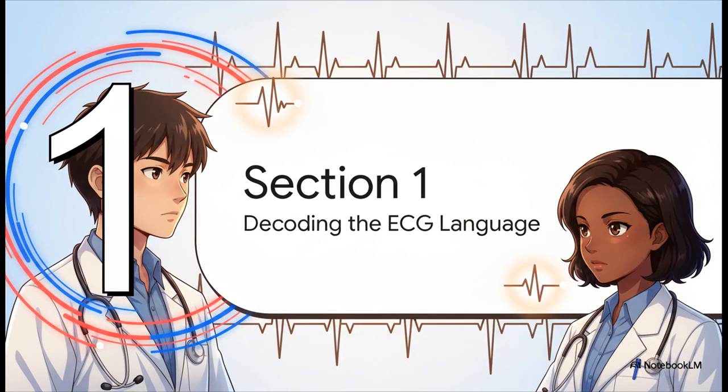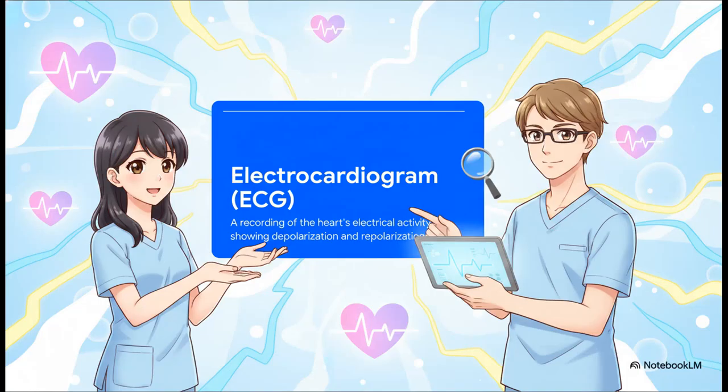All right, let's kick things off with Section 1, decoding the ECG language. Look, before we can even think about finding what's wrong, we've got to understand what's right. We need to learn what all those little squiggles on the paper are actually trying to tell us. Okay, first things first, and this is absolutely critical. You have to burn this into your brain. The ECG is a recording of the heart's electrical activity. It's showing you depolarization and repolarization, but it is not showing you the mechanical pump, the actual contraction.